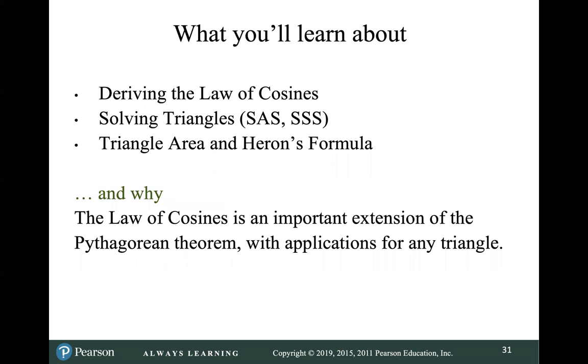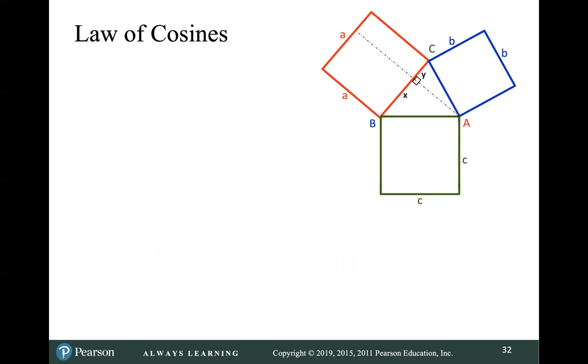Why do we care about the law of cosines? It's an important extension of the Pythagorean theorem. Specifically, the law of cosines works for any triangle, not just right triangles. So let's see if we can derive the law of cosines in a way that makes sense. A lot of times you're just given the law of cosines, but I think it helps to see where it comes from. So we're going to start with a triangle.